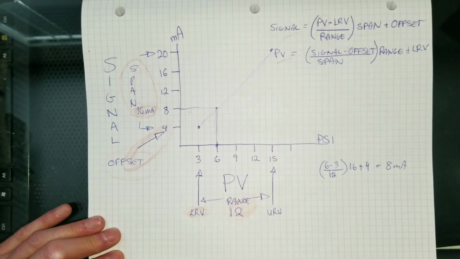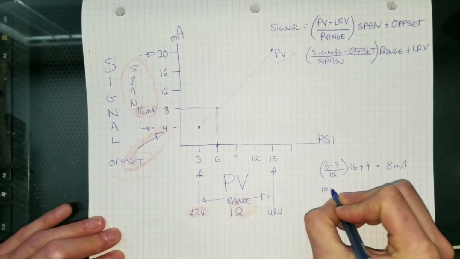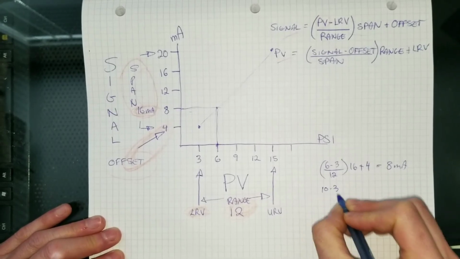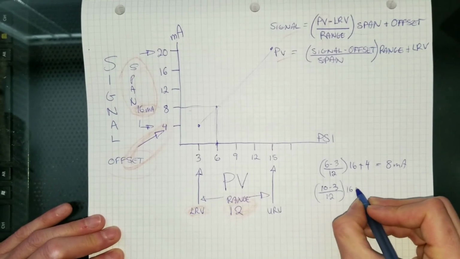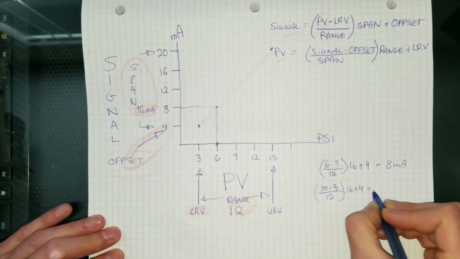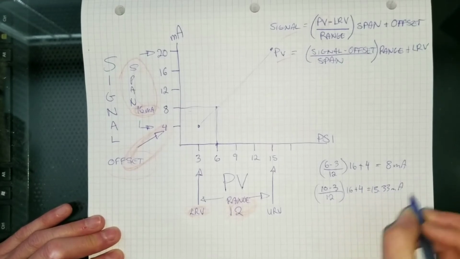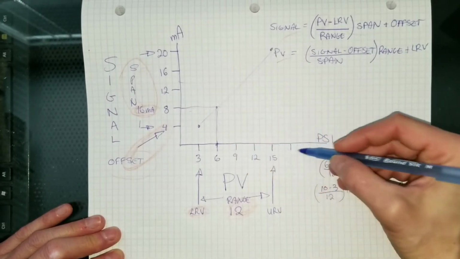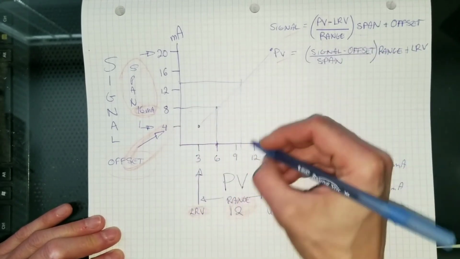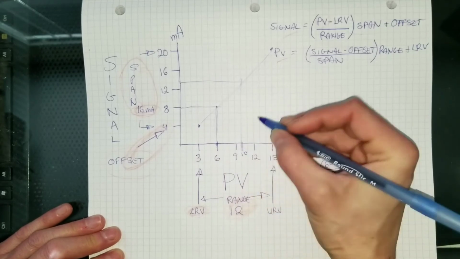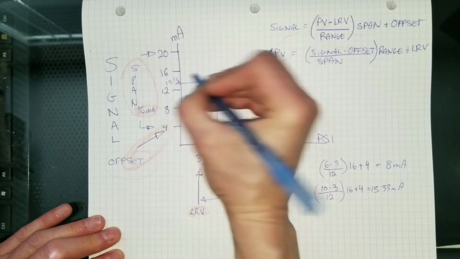Let's do another equation. Let's just say that we're sitting at 10 psi. All right, 10 psi. Let's do it again. Minus our lower range value of 3 divided by our range of 12 times 16 plus 4 should give us about 13.33 milliamps, right? So going back this way, if we're at about 10, should be about here. That all looking pretty good. So at 10 psi, we should be at about 13.33 milliamps. Right there.